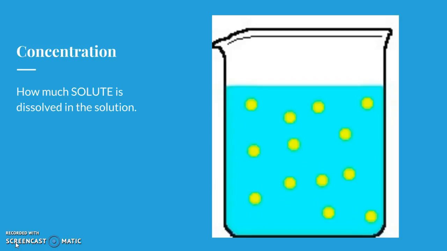Now, when we talk about cell transport, it's really important that you understand what concentration is. So concentration is the amount of solute dissolved in the solution. And usually the solute is represented by dots in our picture. So let's talk about active and passive transport.